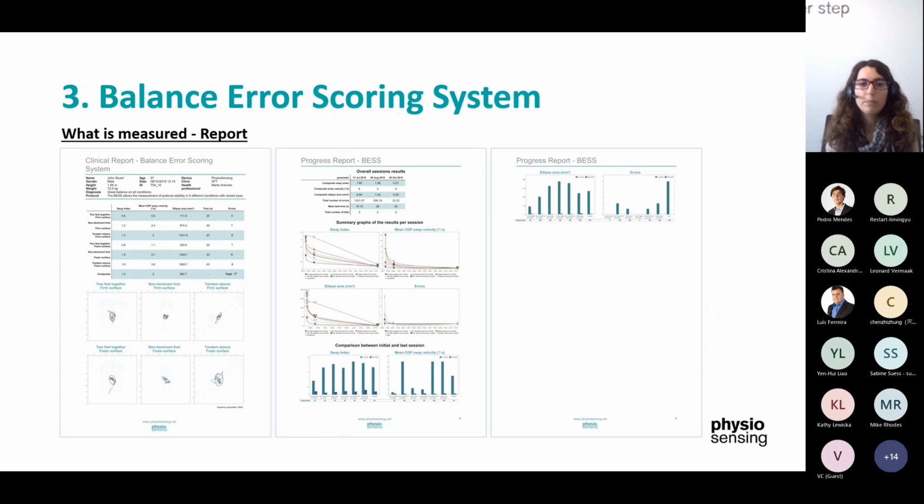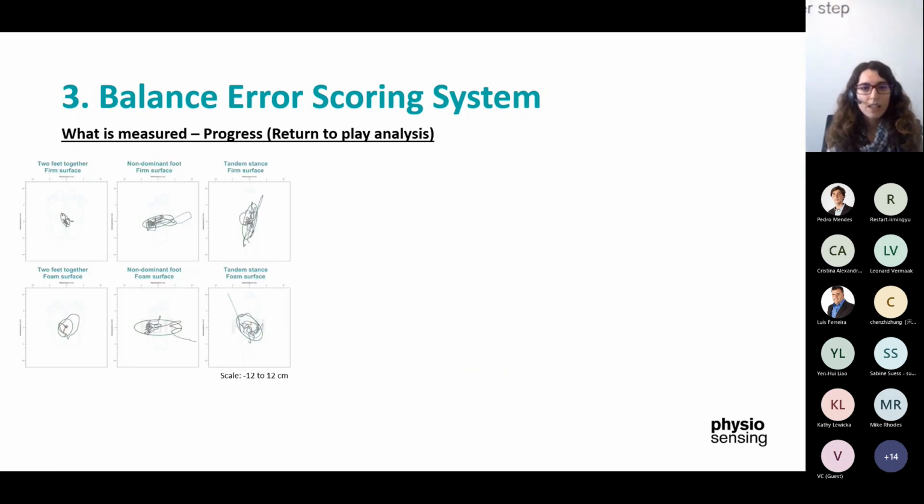All this information can be quickly exported to a PDF report, and you can also view the progress between evaluations and verify the percentage of improvement between the first and last session, like you see here, for each condition. This allows a more objective and quantitative look at the balance error scoring system performance, allowing comparison and progress monitoring after rehabilitation. For example, let's look here.